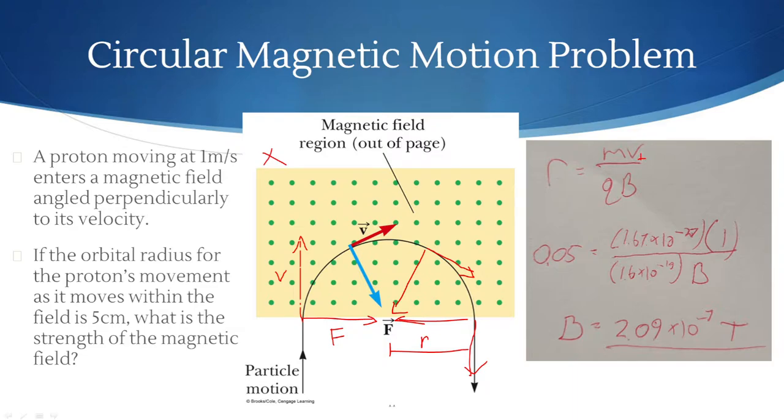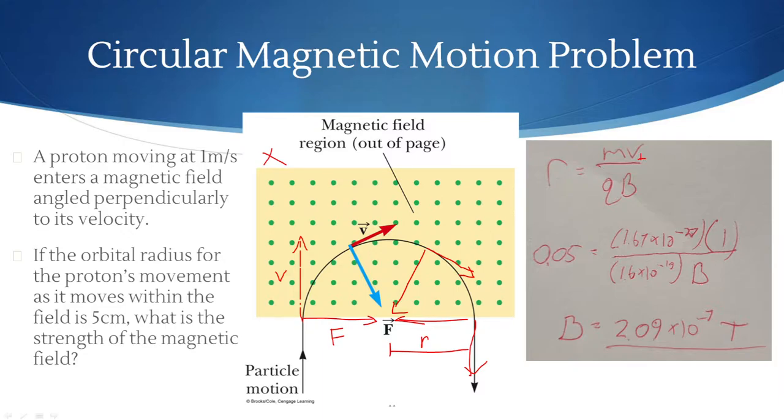Mass of a proton, again, you can consult the table from the chapter 15 notes. Mass of a proton is constant at 1.67 times 10 to the negative 27th. The number for the velocity will remain constant this whole time. All that's changing is the direction of the particle. The velocity number is 1 meter per second. Charge of a proton is also constant at 1.6 times 10 to the negative 19th. And what we're going to solve for is B, the strength of the magnetic field.